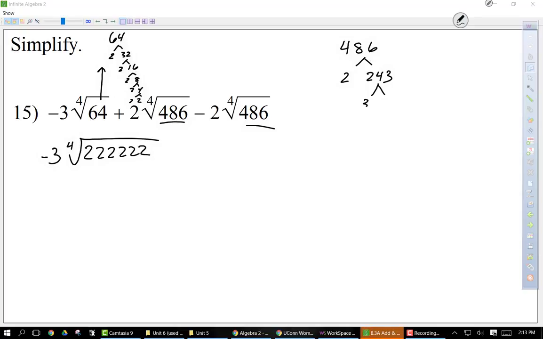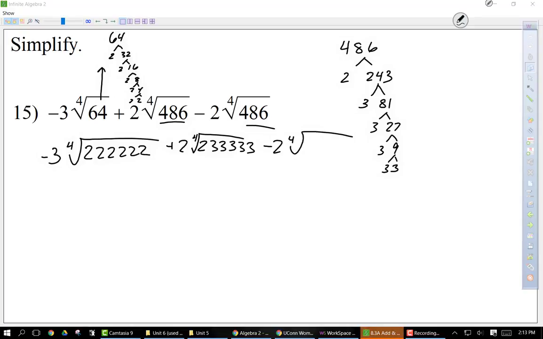This is 3 and an 81. That's a 3 and a 27. That's a 3 and a 9. That's a 3 and a 3. That looks pretty good. Plus 2, 4th root of 12. And then I have 1, 2, 3, 4, 5 3's. Minus 2, 4th root of 12. And then 5 3's: 1, 2, 3, 4, 5.